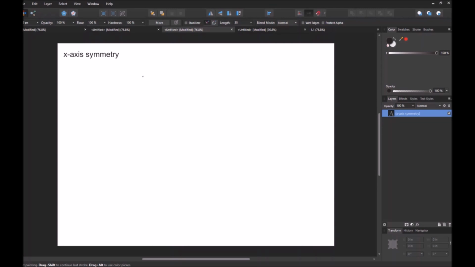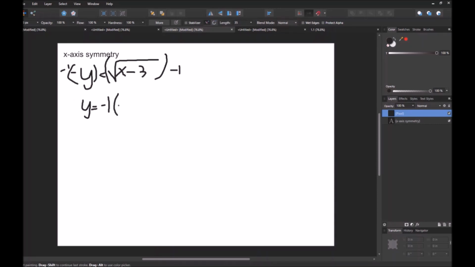For x-axis symmetry, we're going to replace y with negative y. So we're going to have negative y equals the square root of x minus 3. So we're going to multiply by negative 1 on both sides, and we're going to get y equals negative 1 times the quantity, or negative 1 times the square root of x minus 3.